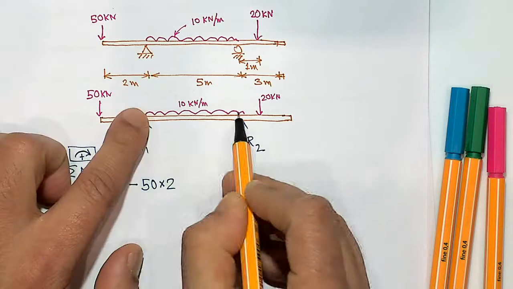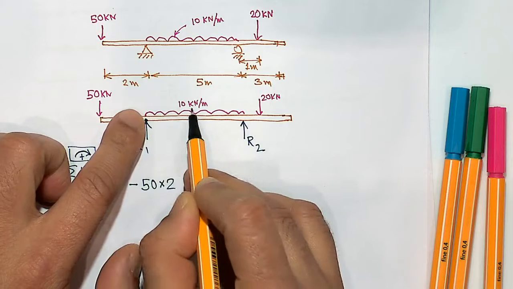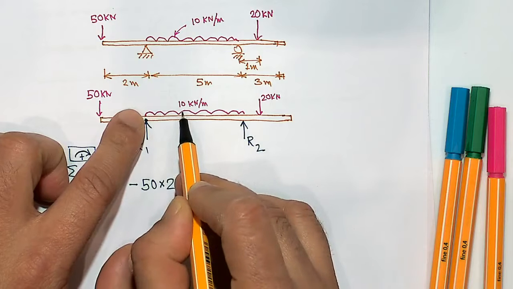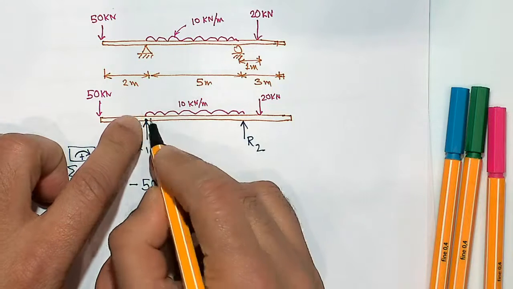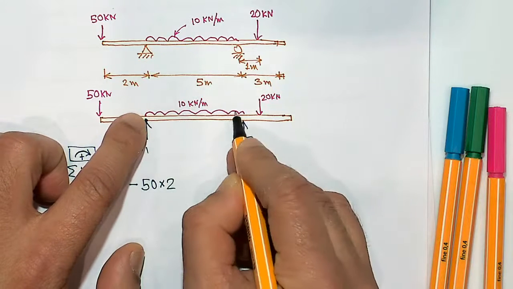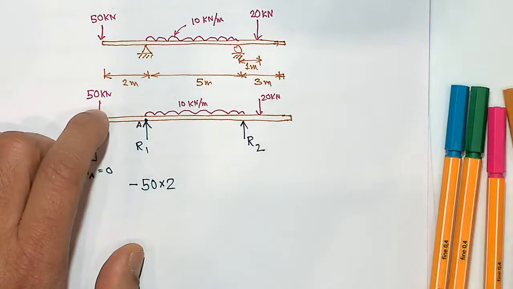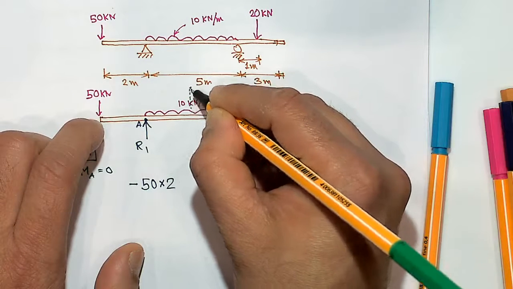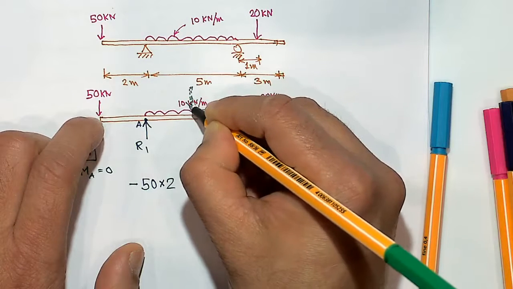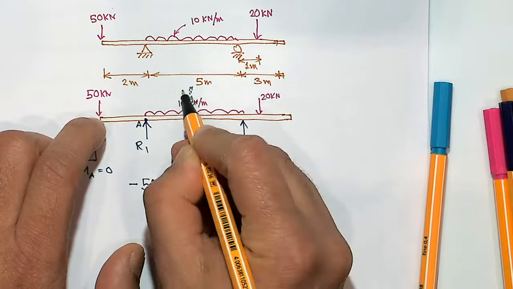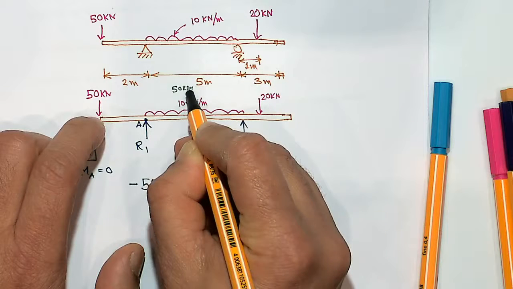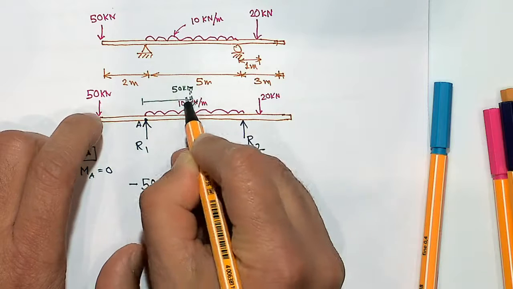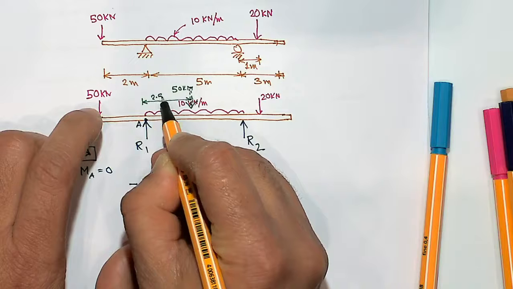So what is the total load? 10 kilonewton per meter means it is 50 kilonewton. This is a uniformly distributed load, so you could easily expect that it acts at the middle of the span. So this whole load, 50 kilonewton, will act at the middle, at a 2.5 meter distance.